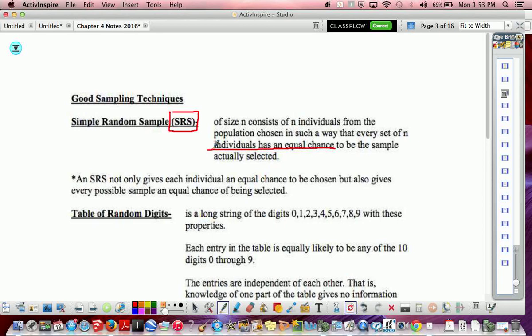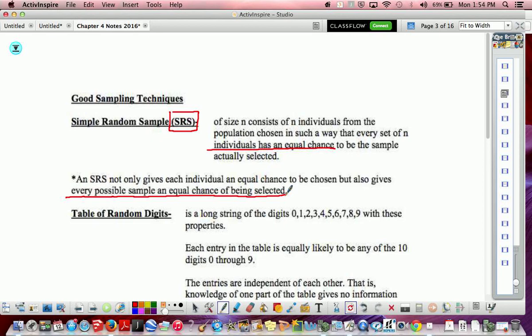Now, the other thing that's very important about a simple random sample, because we'll talk about some more in-depth random sampling, is that a simple random sample has to make sure that every possible sample collected has an equal chance of being selected. So to tell you a little bit about this and how it can be deceiving.